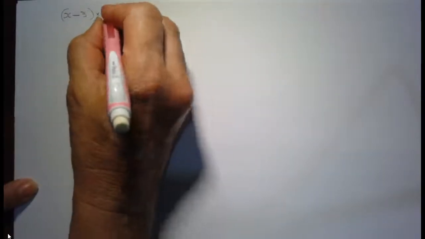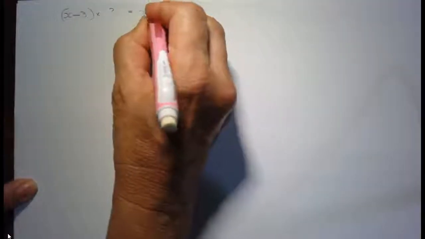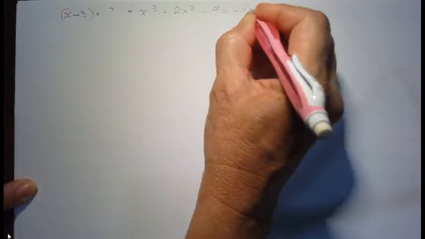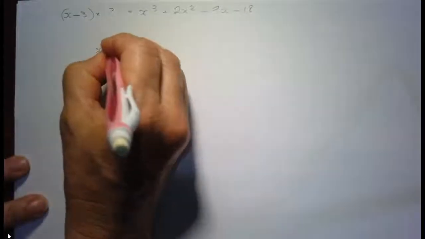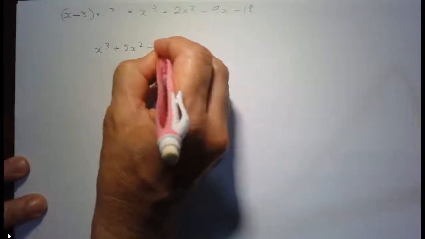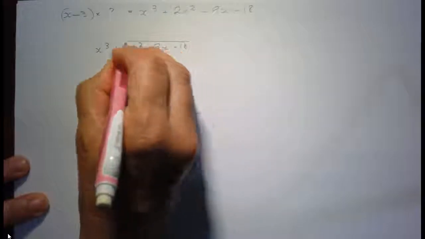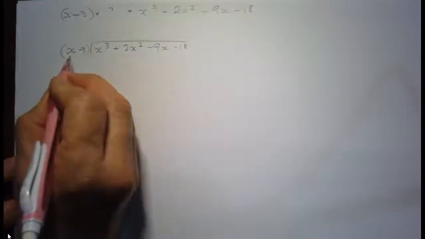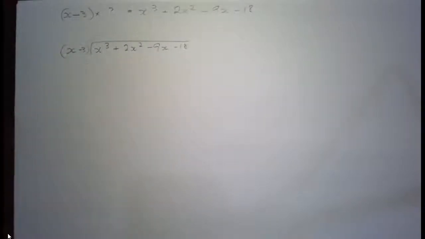Let's look at another example. Say I want to find, I've got x times 3, oh, no, not x times 3, x minus 3 multiplied by something gives me x cubed plus 2x squared minus 9x minus 18. So if I've got x cubed plus 2x squared minus 9x minus 18, and I'm going to divide that by x minus 3. Looking at my leading terms, how many lots of x will go into x cubed?